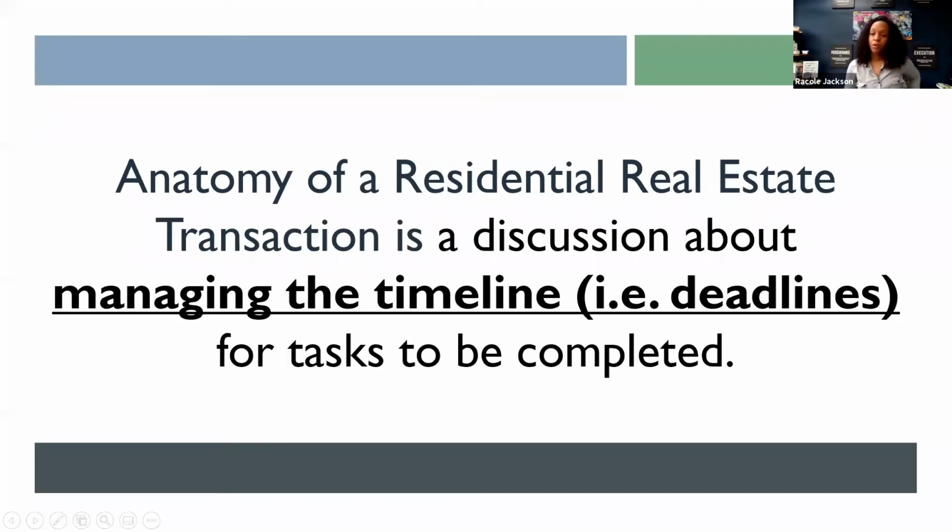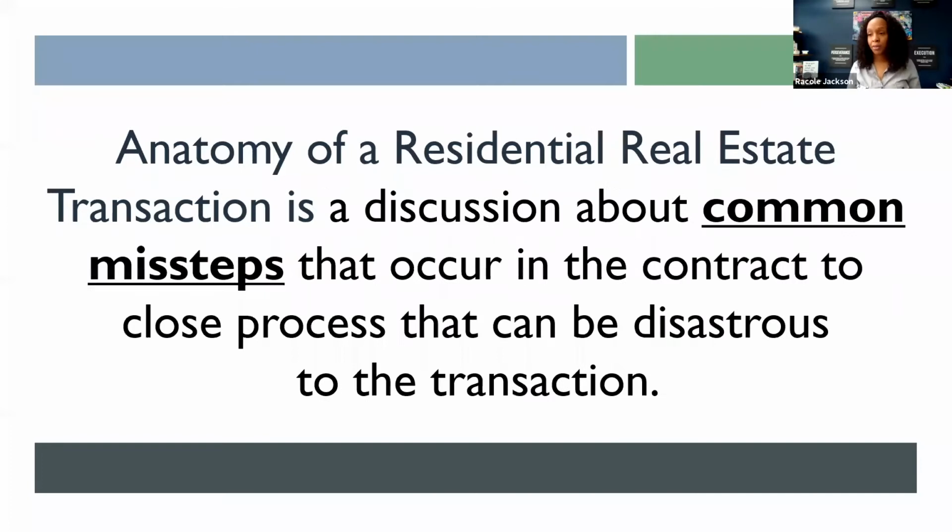All right. So this is also a discussion about managing the timelines, right? So again, what you've agreed to is buyer will make their escrow deposit within 3 days. Inspection will be conducted within 7 days. Loan application will be made within 5 days. Loan approval will be within 21 days. Okay, we have all these dates in our head. How are we effectively managing these timelines and these deadlines from the contract to close process? We're going to talk about that.